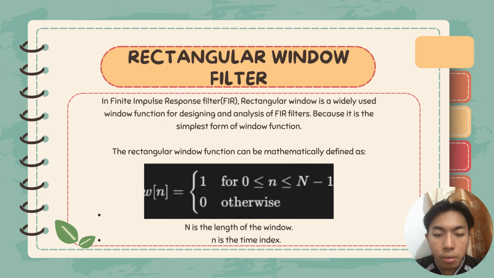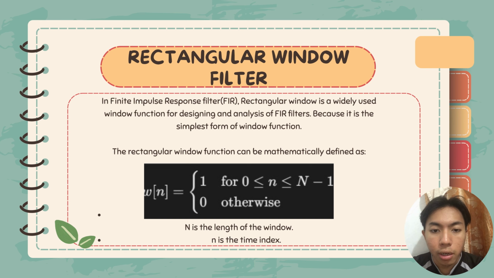Okay, now I will be explaining the rectangular window filter. As you can see, in finite impulse response filters, the rectangular window is widely used in window designing and analysis. It is because the rectangular window filter is the simplest form of window function. Since it is simple, the formula of the rectangular window can be defined as the formula given, where the window will be 1 from 0 to N, in terms of the time index, where the capital N is the number of samples that we want to create.